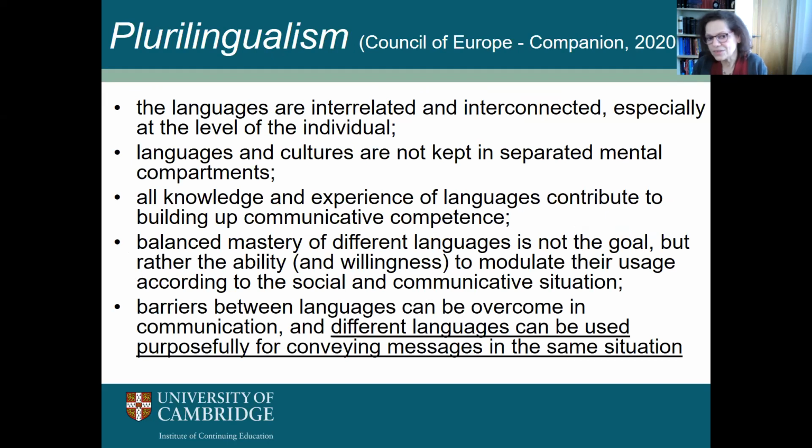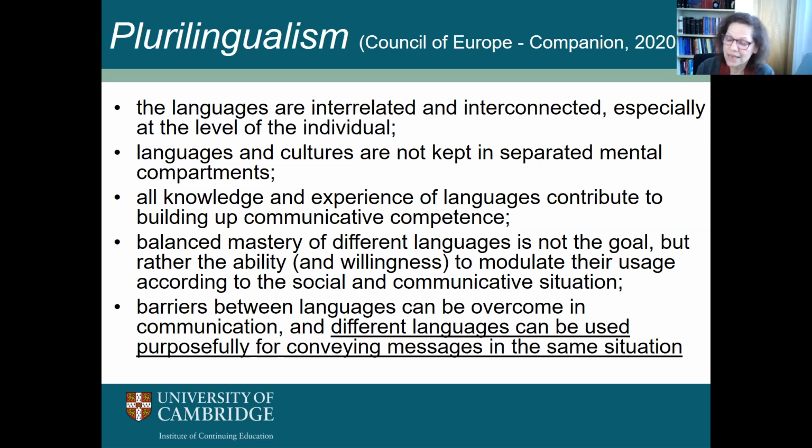And this is exactly the spirit of the notion of plurilingualism, which is what the Council of Europe is promoting, so that languages are interrelated and interconnected. Languages and cultures are not kept in separated mental compartments in the individual. All aspects of language knowledge and experience can contribute to building up communicative competence. And learning new languages does not have as a goal mastery at the level of a native speaker of that language, because that's usually not possible.